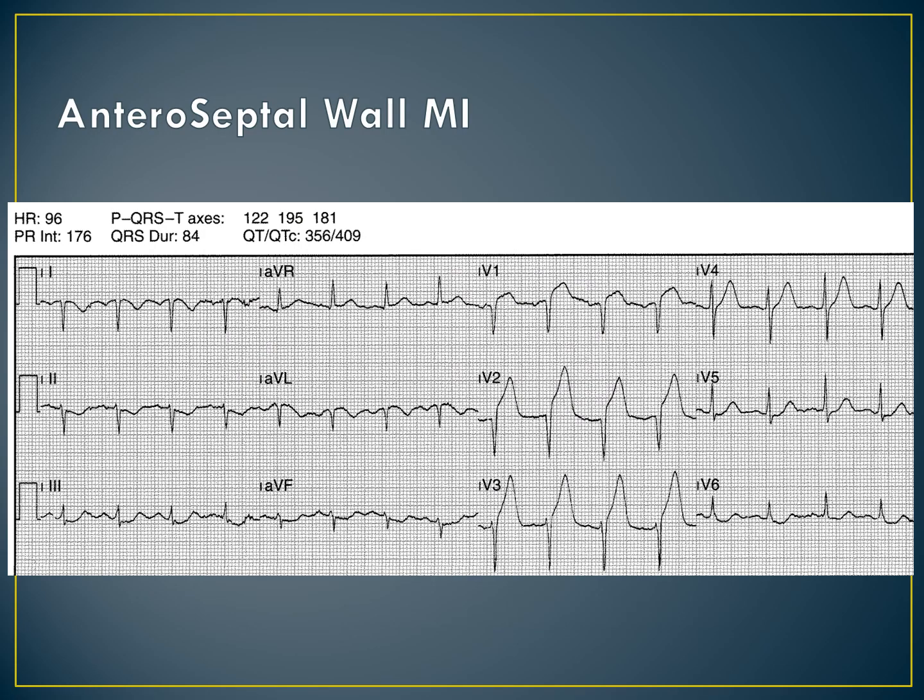This is an example of what an anterior-septal wall MI would look like on a 12-lead printout. You can see the ST elevation in V1, 2, 3, and 4 with the reciprocal changes in 2, 3, and AVF.